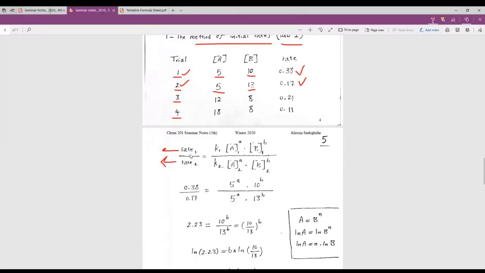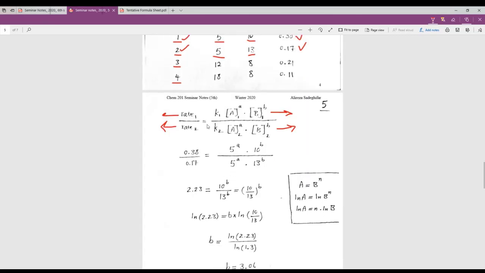So for example, if I compare the rate in trial 1 with the rate in trial 2, then I'm just using the equation for the general rate for this reaction. So that's the equation for the general rate. It's k1, the rate constant for the rate law in trial 1, multiplied by the concentration of A in trial 1 raised to the power of a, multiplied by B in trial 1 raised to the power of b. The same thing here for trial 2.